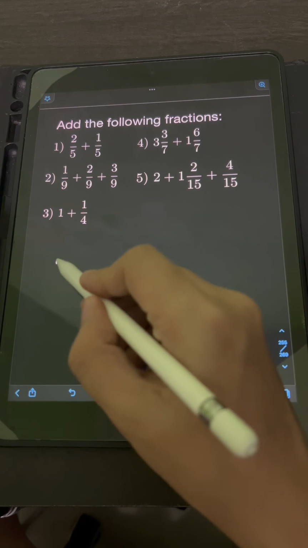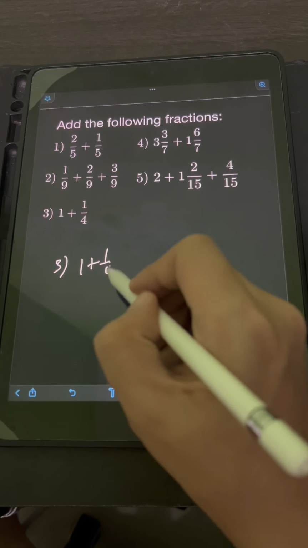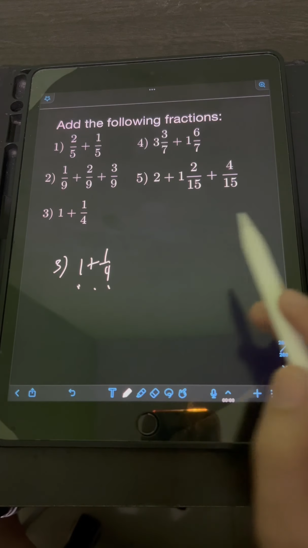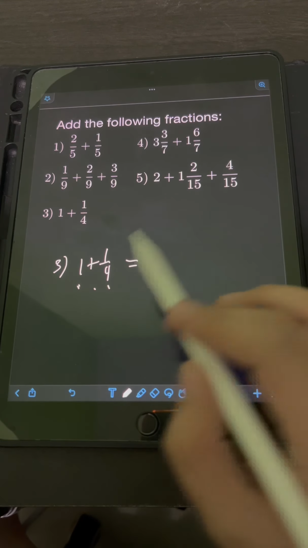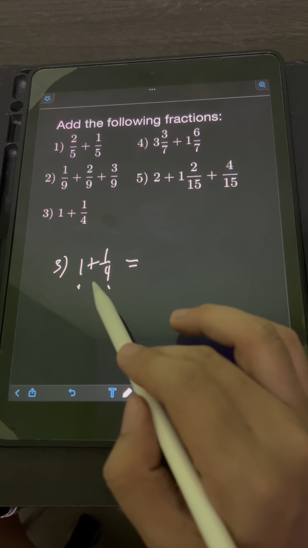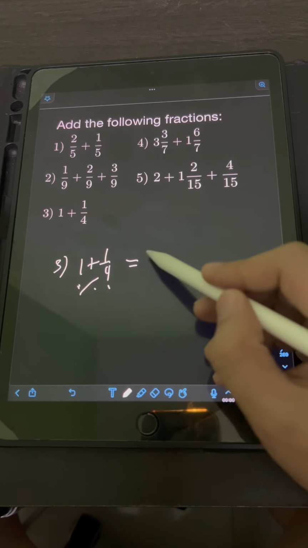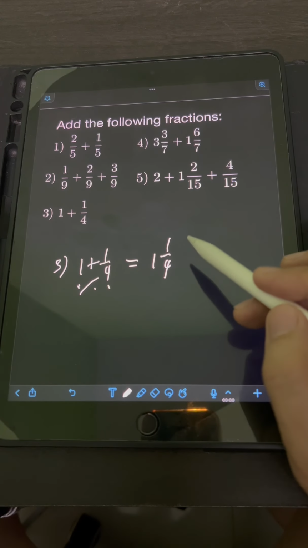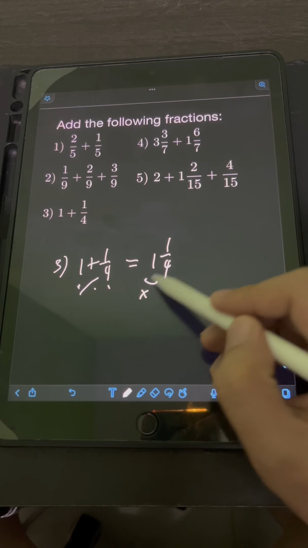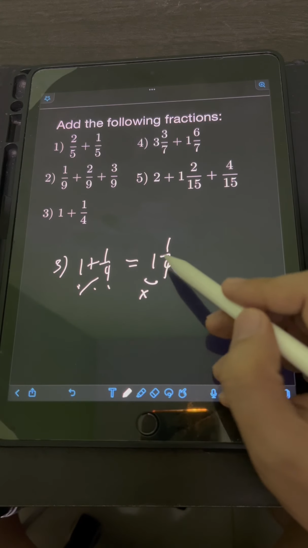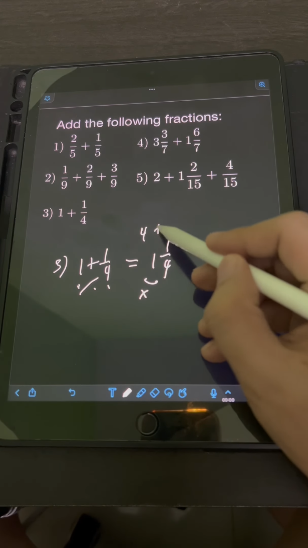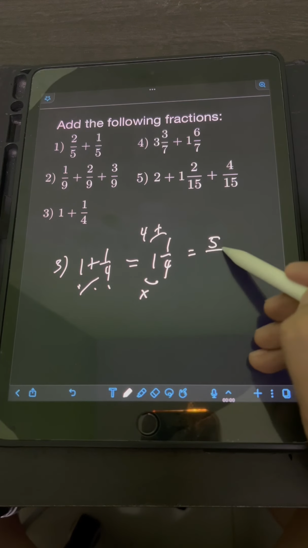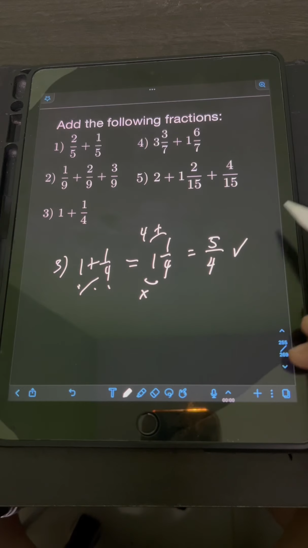For number 3, we have 1 plus 1/4. So this time, we are adding a whole number and a fraction. If that's the case, we can just make this a mixed number. So we have 1 and 1/4. Or you can also transform this into an improper fraction if you want. So multiply the denominator by the whole number 1. 4 times 1, it's 4. Then add the product to the numerator 1. So 4 plus 1, that's 5 over 4.